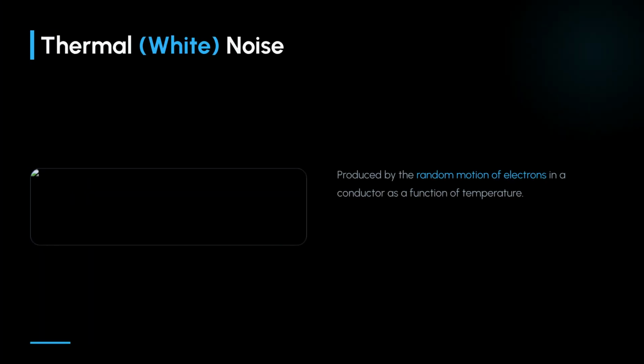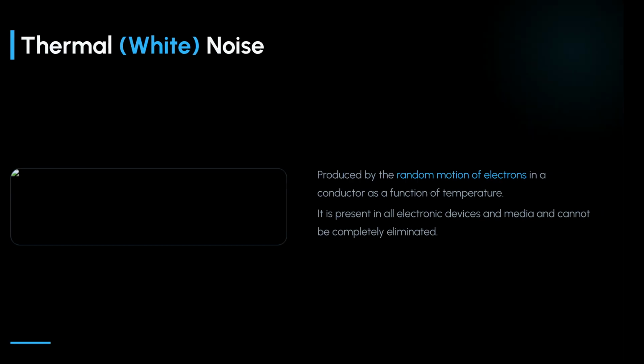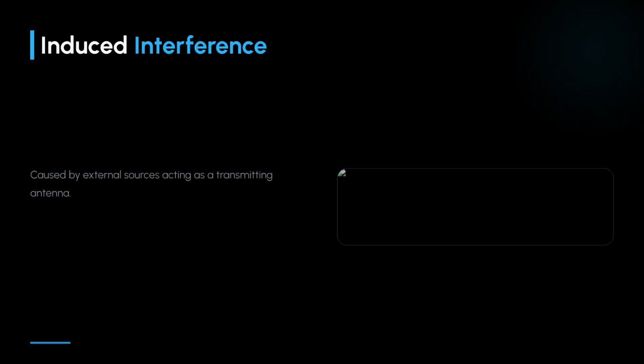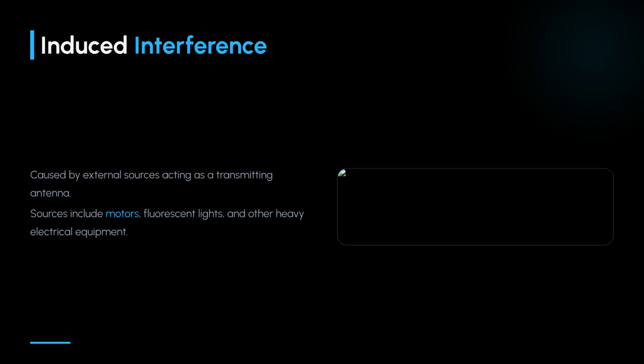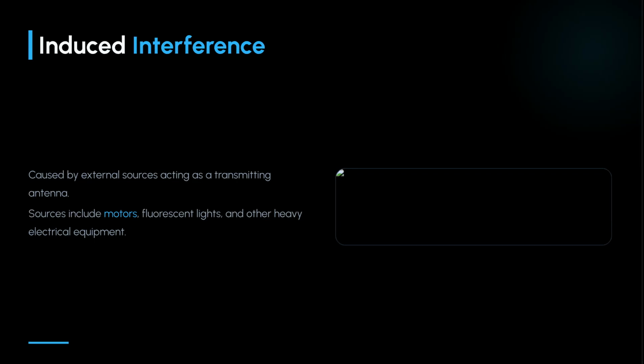Thermal or white noise is produced by the random motion of electrons in a conductor, a function of temperature. This noise is unavoidable in all electronic devices and transmission media, and cannot be fully eliminated. Induced interference is caused by external electromagnetic sources acting as transmitting antennas. Common sources include electric motors, fluorescent lights, and other heavy electrical equipment.